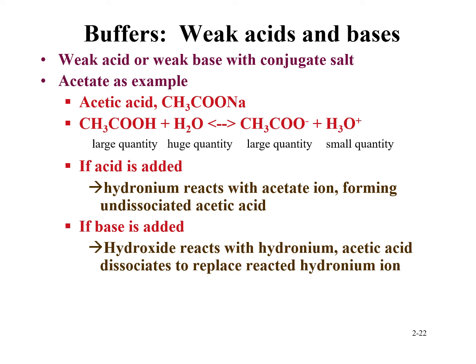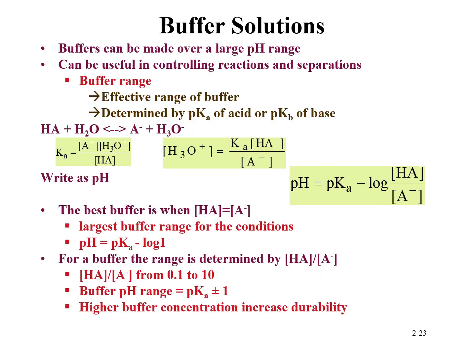If an acid is added to this example with acetic acid and sodium acetate, hydronium reacts with the acetate anion, forming the undissociated acetic acid. And if base is added, the hydroxide reacts with the hydronium ion, and the acetic acid dissociates. So buffers can be made over a large pH range and can be useful in controlling reactions.